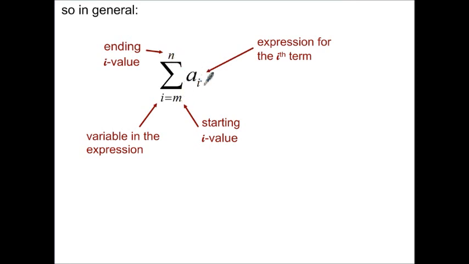And then this a sub i is just whatever expression. The last one I used a k squared, and this one it would have been an i squared since I'm using the letter i. So that's where things are going to go. I know this might not make a lot of sense now, but as soon as we start doing a couple examples, hopefully it'll make a lot more.